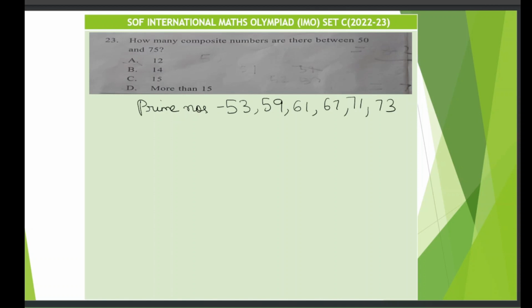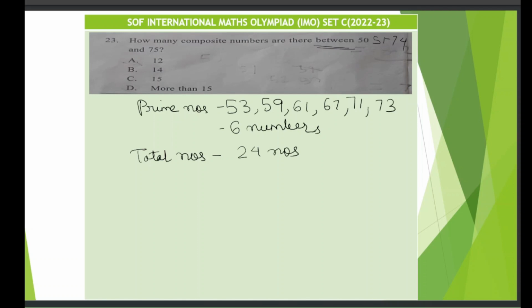Then how many numbers are there between 50 and 75? First let's count how many numbers we found to be prime. 6 numbers we found, right? These are 6 numbers in all. 1, 2, 3, 4, 5, 6. And total numbers between 50 and 75, when we calculate, we should not include 50 and 75. When a question says between, start counting from 51. You take 51 into consideration. So 51 to 74, if you check, there are 24 numbers in all.